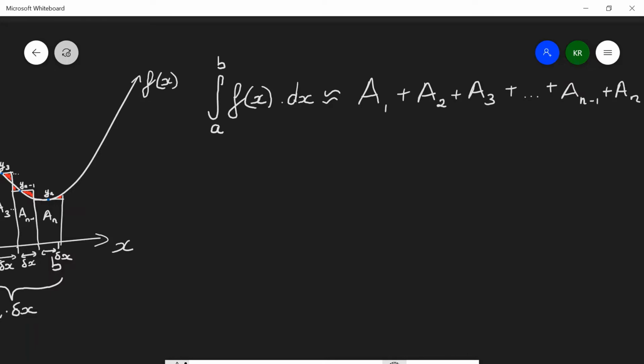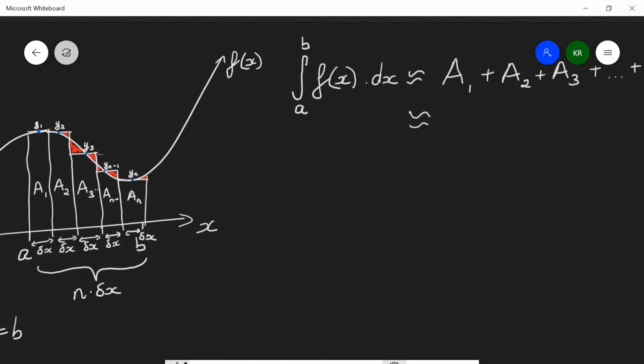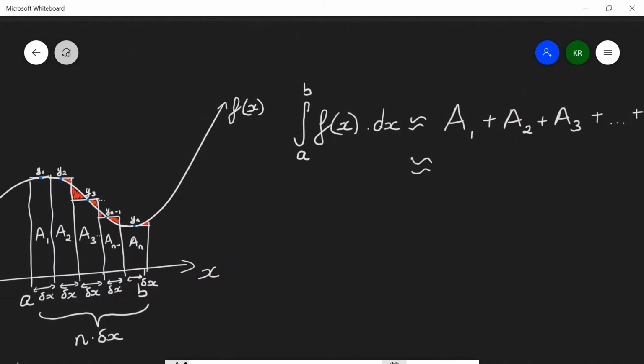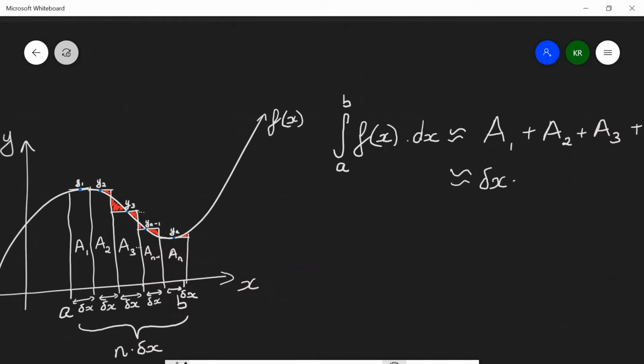So there's n rectangles and we're adding them all together. Now if we consider, well, what's the area of a rectangle? It's just its base times its height. So it's its base, which is delta x, times its height. And what's its height? Well, its height's just y1, right?